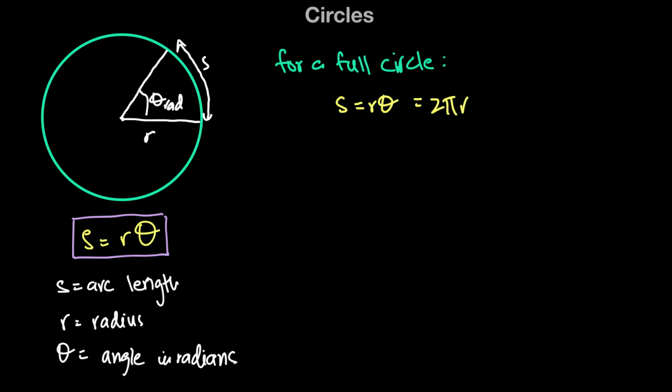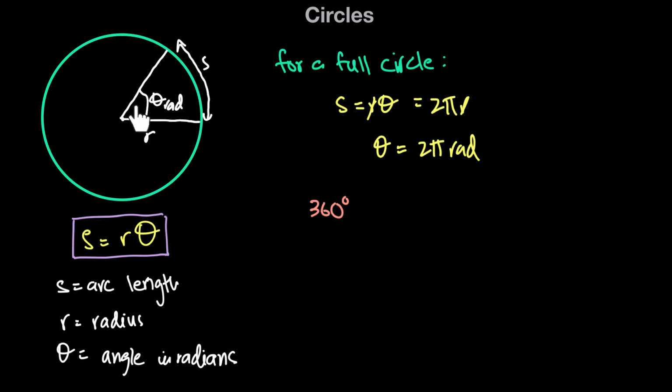So what's the angle subtended from the center in radians? Well, we can find theta. Since we can divide both sides by r, we get theta is equal to 2 pi radians. So for a full circle, we can say that the angle subtended from the center is equal to 2 pi radians. We also know from our previous understanding that for a full circle, what we have is 360 degrees.